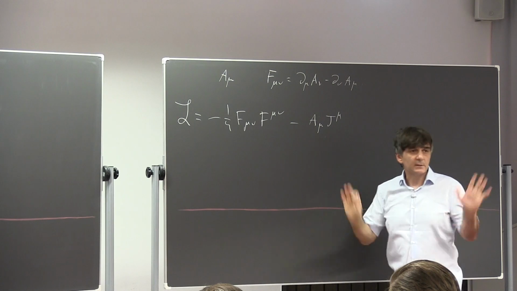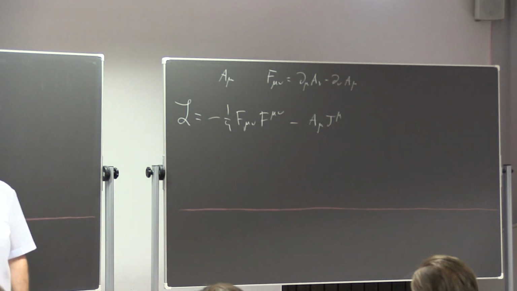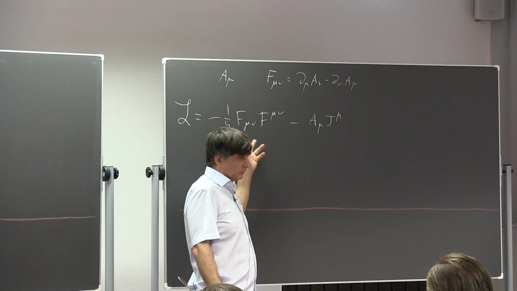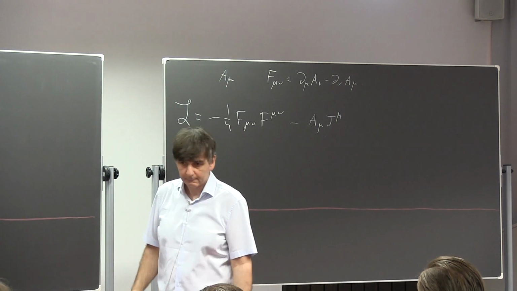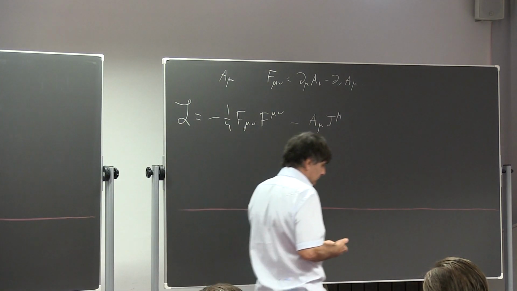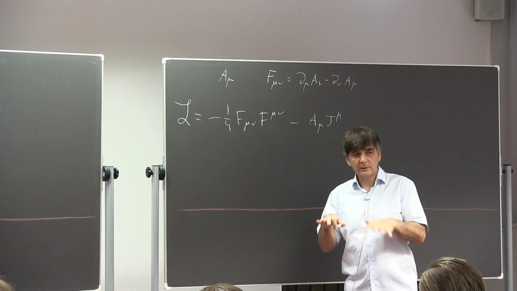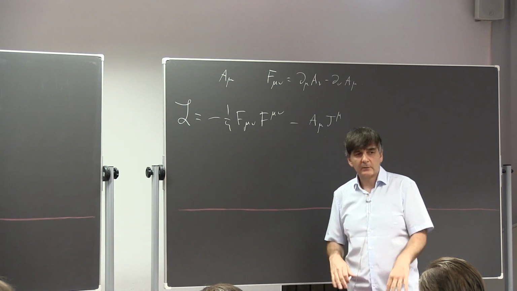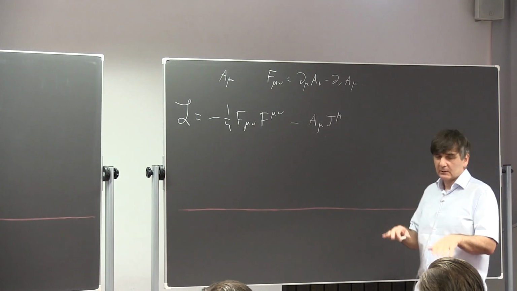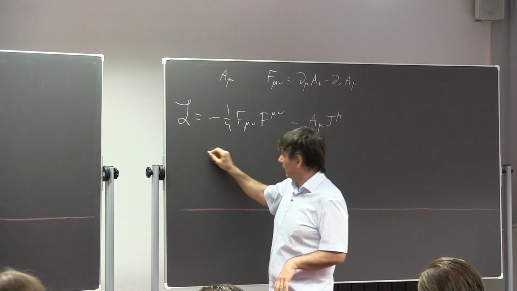Where J mu is a source that we have to specify at some point. So this describes a Maxwell field, a vector field, coupled to a source. And now let's investigate this theory a little bit to prepare the basis for things that will also be gauge redundant and try to understand different aspects to warm up. So we write down the equation of motion.